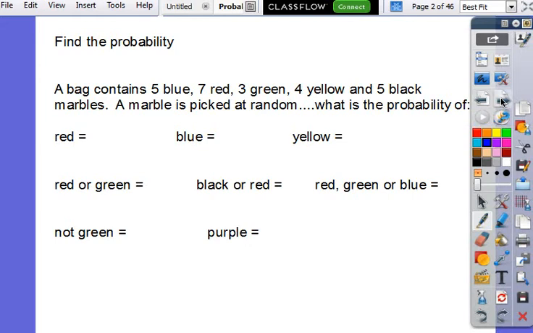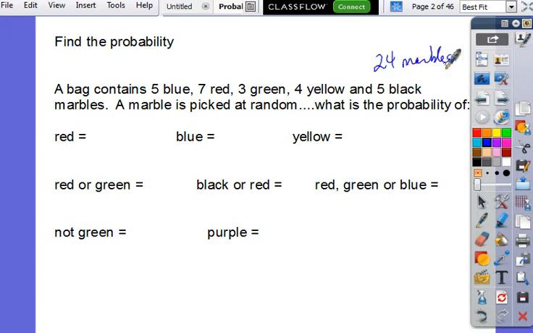Okay, so we're looking at a bag containing 5 blue, 7 red, 3 green, 4 yellow, and 5 black marbles. The marbles are picked at random. What is the probability of each one of these? Again, all you're looking for is what works, what answers the question, over the total number of choices. So start with how many total choices I have. How many marbles do I have? 24. If I add up the 5, 7, 3, 4, and 5, I've got 24 marbles.